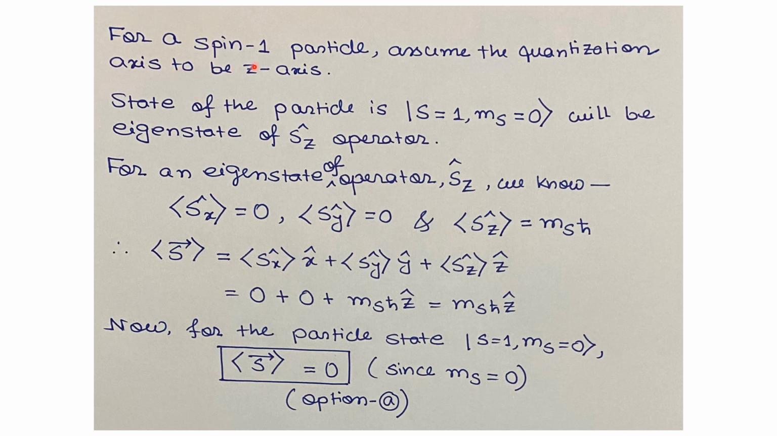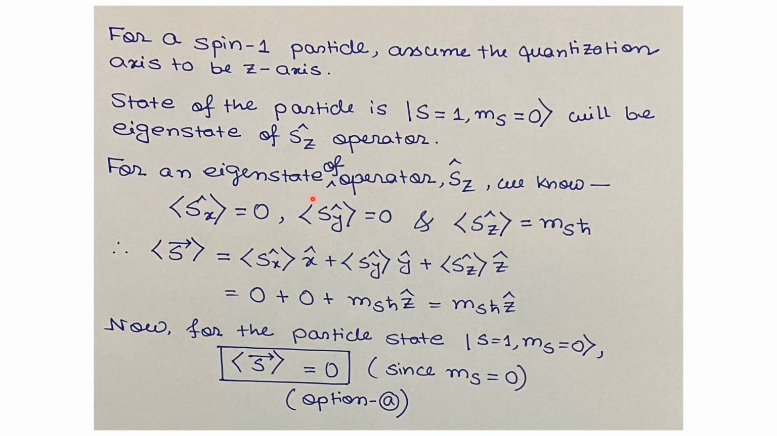For a spin 1 particle, assume the quantization axis to be the z axis. So the state of the particle is s equals 1 and m equals 0. That will be an eigenstate of the Sz operator. Here the Sz operator is the z component of the spin of the particle.